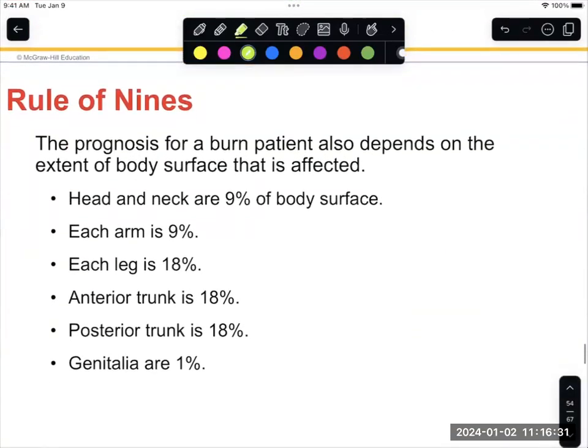This is where we use a rule of nines to determine how much of the body is burned. The head and the neck is considered 9% of the body, 4.5% for the front, 4.5% in the back. Each arm is 9%, so 4.5 again for the front, 4.5 for the back. The legs are 18%, 9% in the front, 9% in the back. And then that perineal area or that genitalia area is 1% of the body.